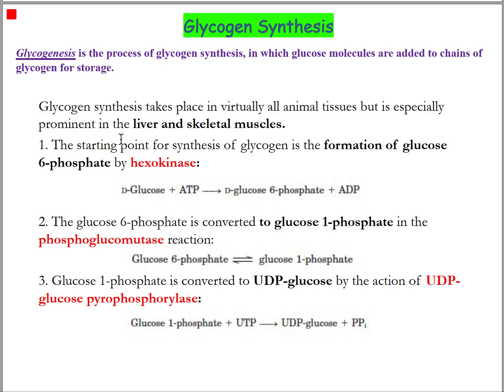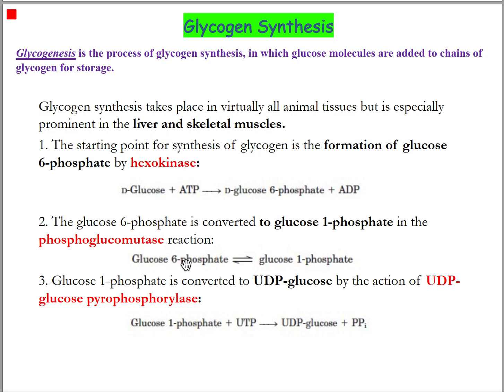Okay, so the first step is production of UDP glucose. Glycogen synthesis takes place in animal tissues, but is especially prominent in liver and skeletal muscle. The starting point is synthesis of glucose 6-phosphate from glucose, like the first step of glycolysis, by hexokinase. That means existing glucose will be converted to glucose 6-phosphate by hexokinase 1.